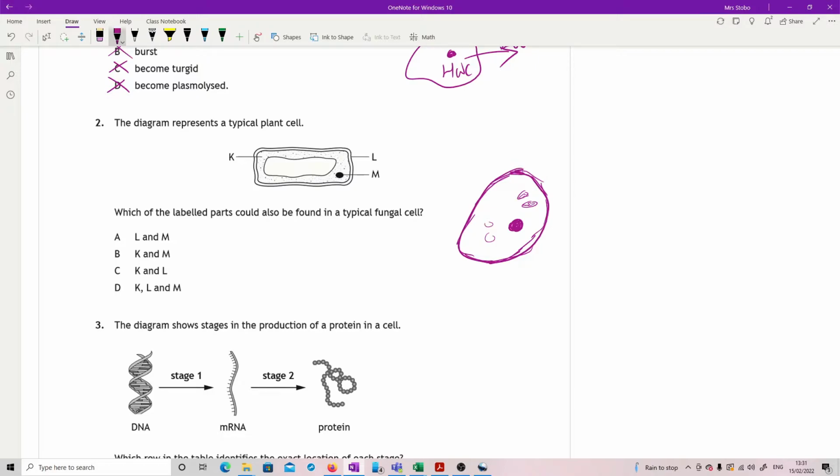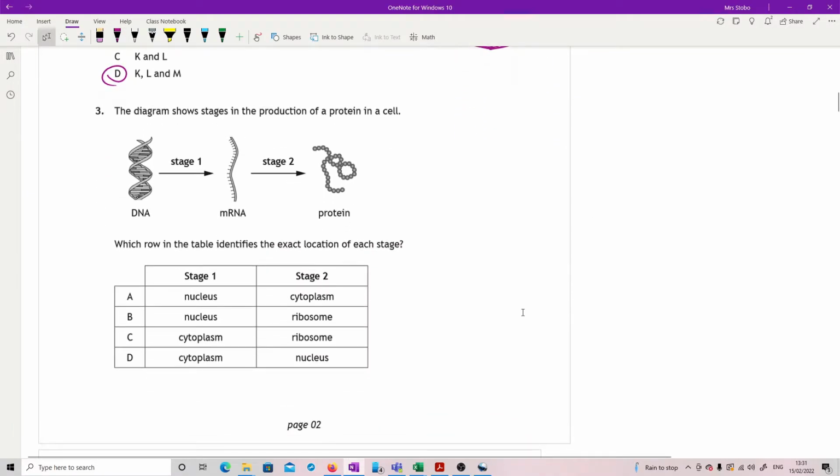So we expect all of these things, but we also have the cytoplasm, and that's what K is. So K is the cytoplasm, L is the cell wall, and M is the nucleus. All of these things I'd expect in a fungal cell. Okay, that got a little bit waffly, sorry.